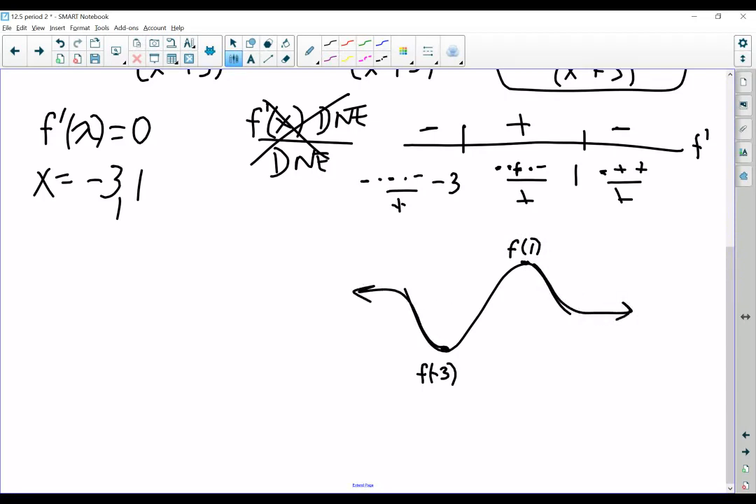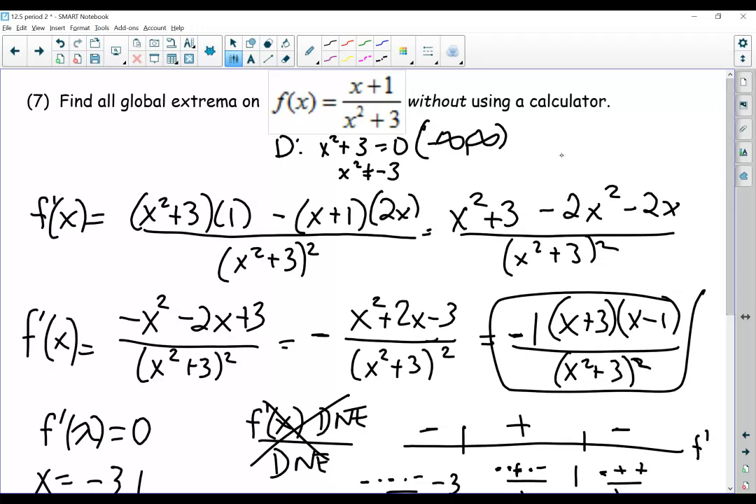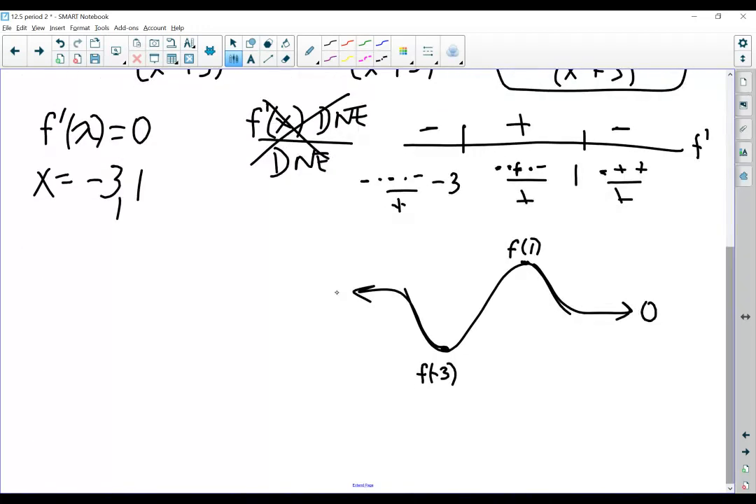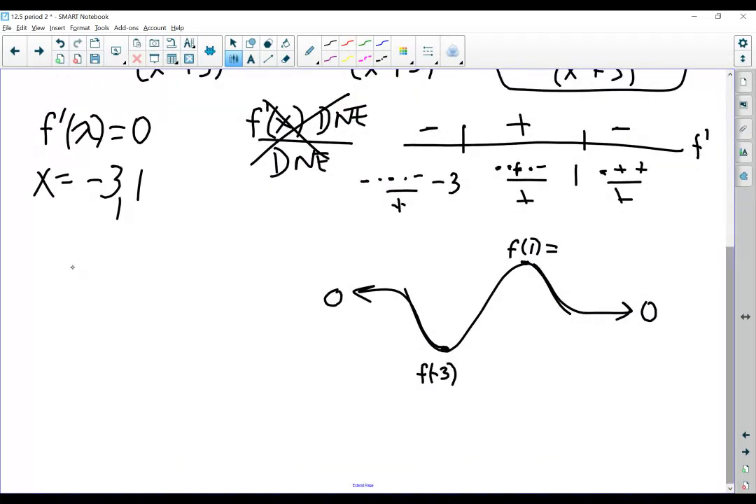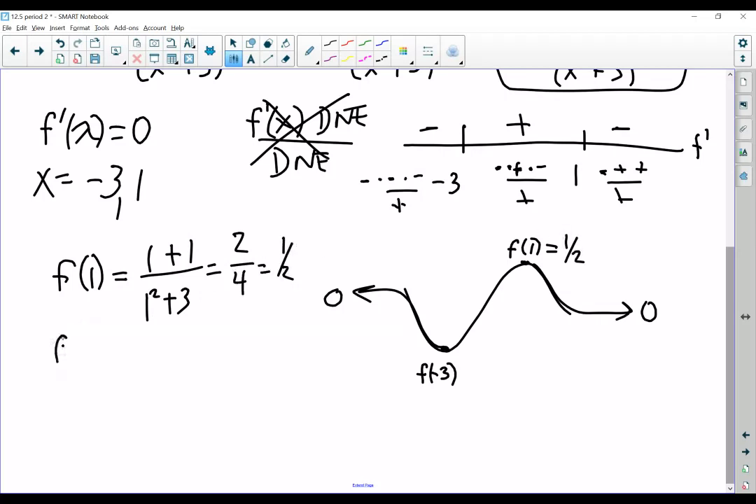So now that I kind of have an idea of what it looks like, I want to see what the horizontal asymptote is. So if I look at the limit as x approaches infinity here, I know it's reaching a height of 0 on both ends because it's bottom heavy. So now if I plug in 1 to the original function, f of 1, which would be 1 plus 1 over 1 squared plus 3, I end up with 2 over 4, which is 1/2. Okay. If I plug in negative 3, negative 3 plus 1 over 9 plus 3 gives me negative 2 over 12, which is negative 1/6.